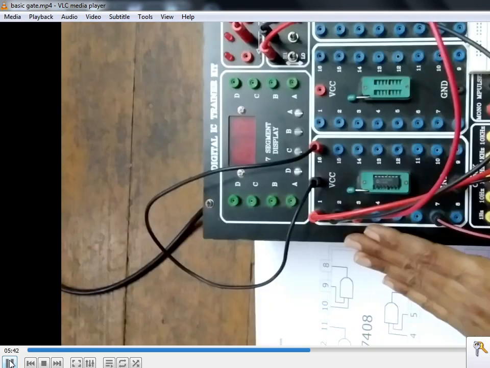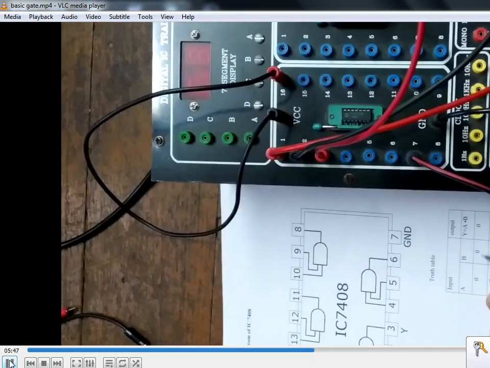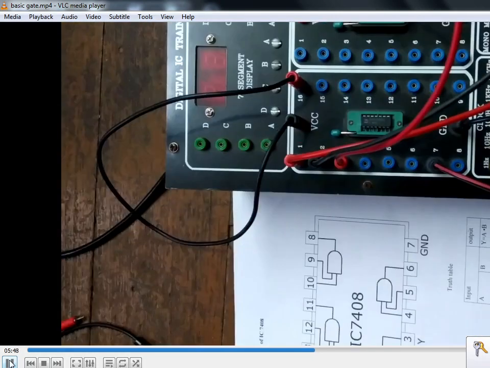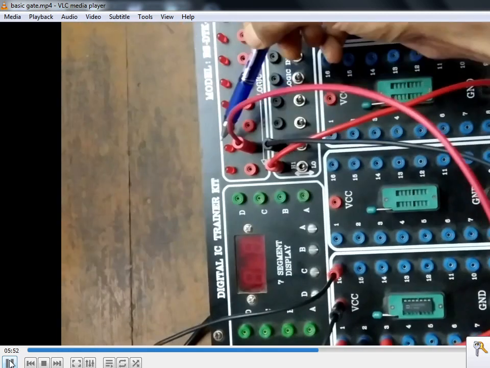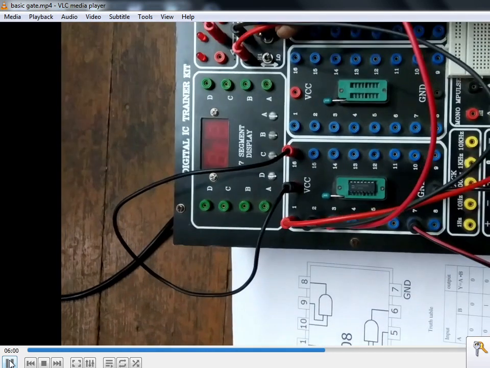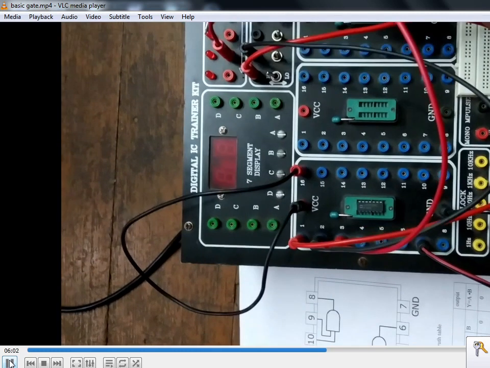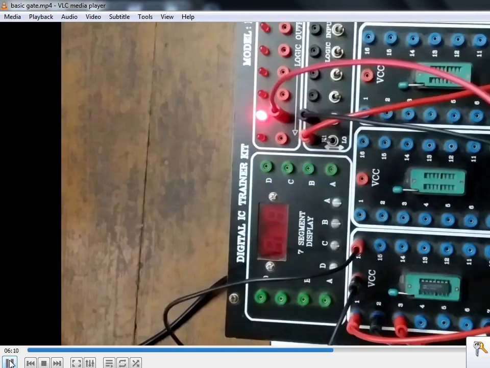Now switch on the IC trainer kit and apply the different combinations of inputs. When both the inputs are 0, the output is also 0. When A is 0 and B is 1, the output is 0. And when A is 1 and B is 0, the output is 0. When both A and B are 1, the output is 1. This is the truth table verification of the AND gate.